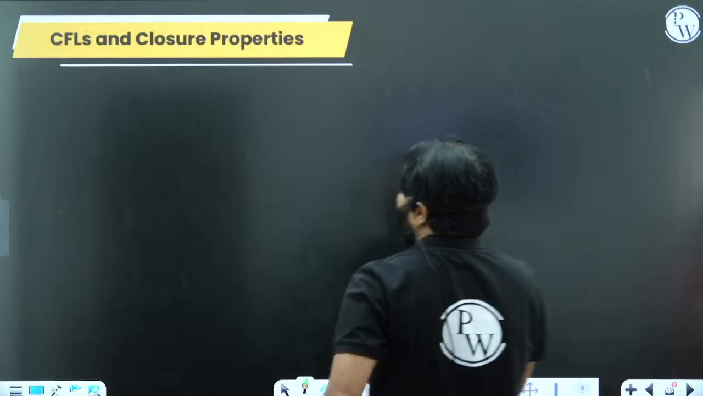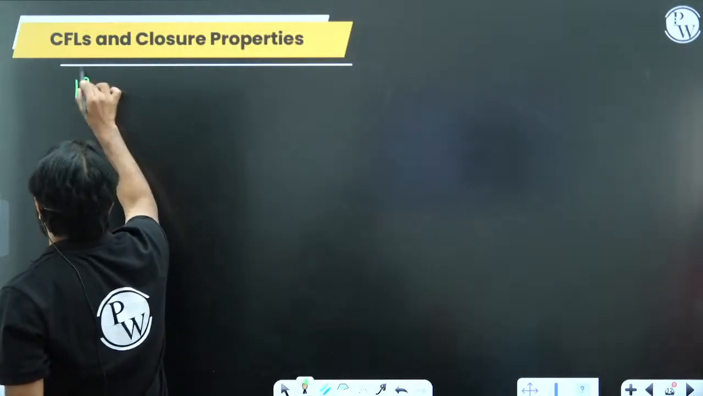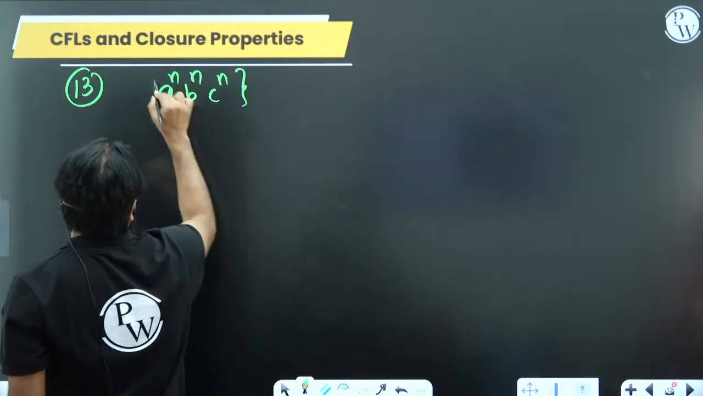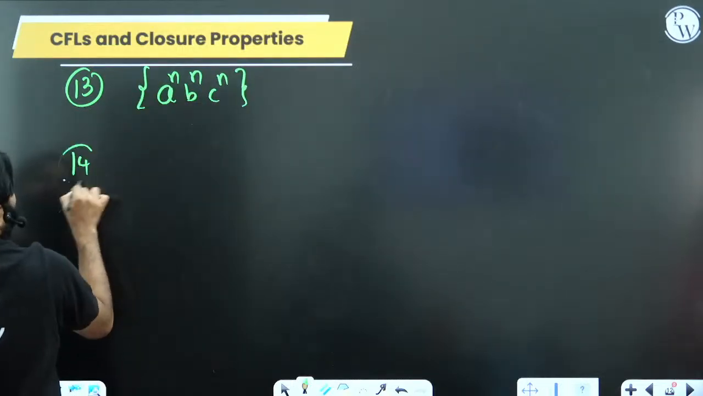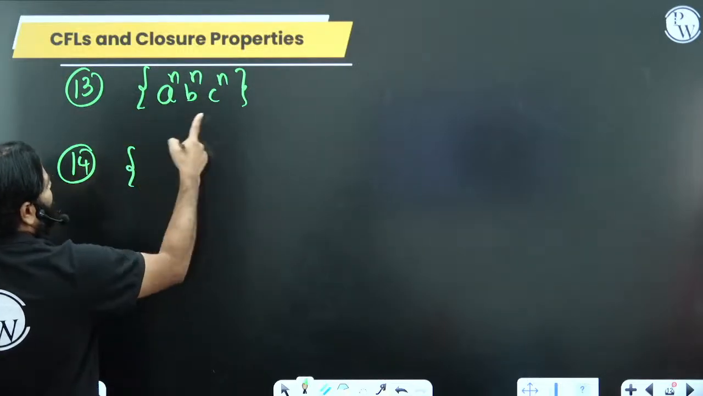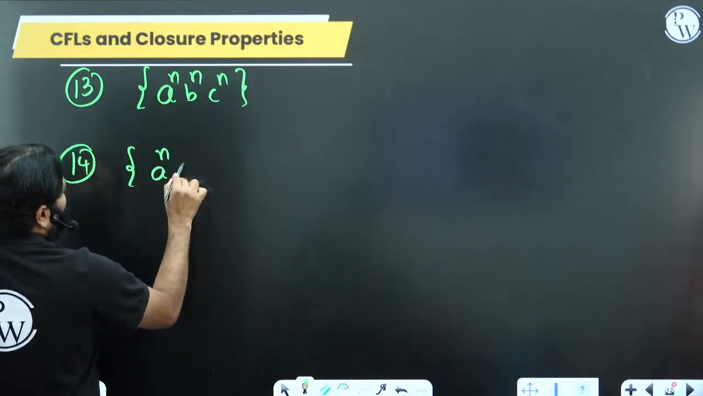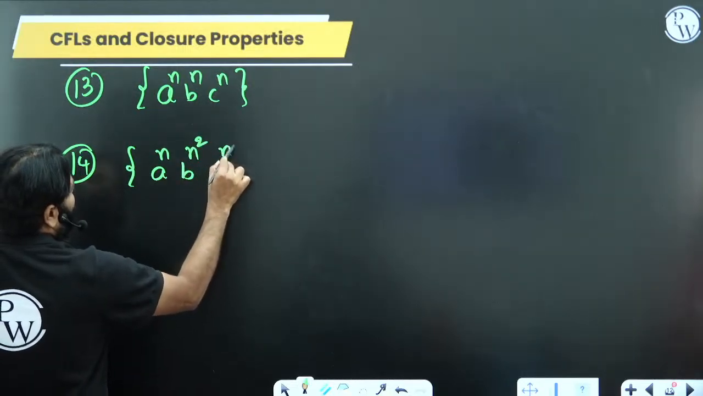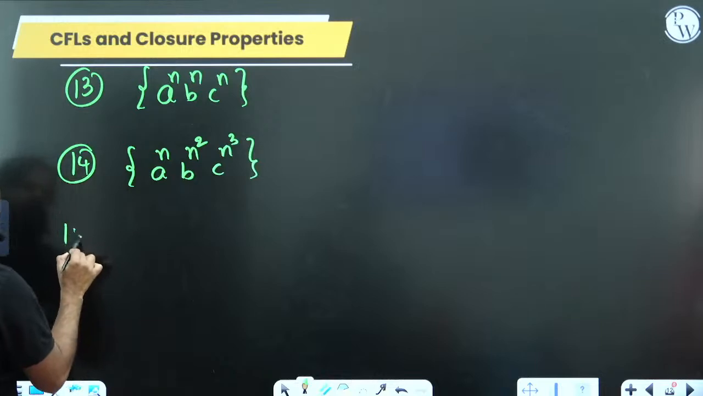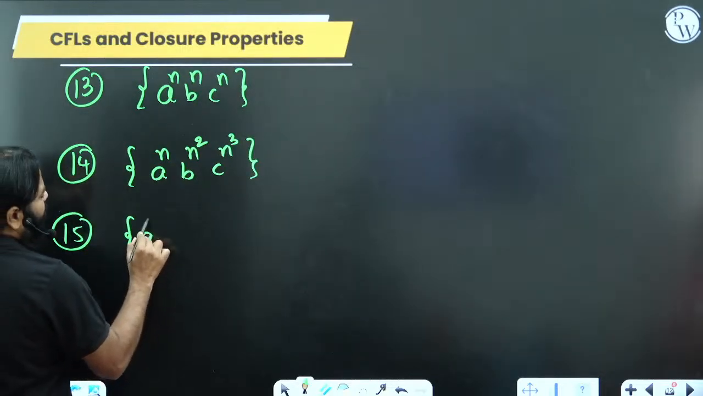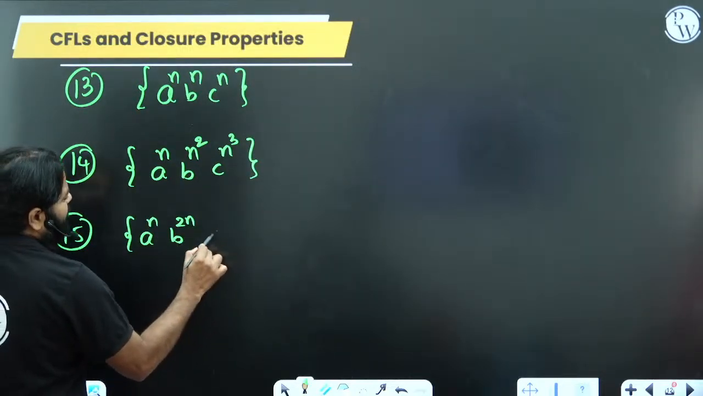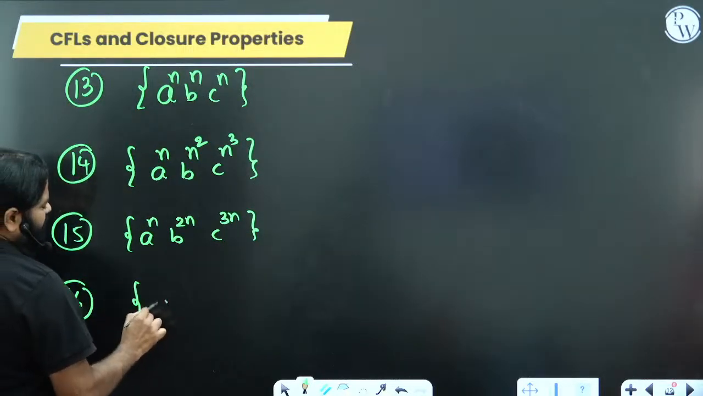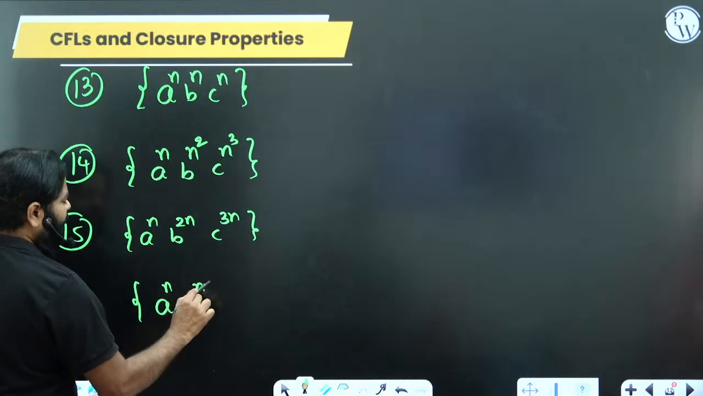Some languages we will also do before going to the closure properties. Not-CFL languages we will take. Can somebody try to understand these languages? A power n, B power n, C power n. A power n, B power n square, C power n cube. A power n, B power 2n, C power 3n. A power n, B power n factorial.